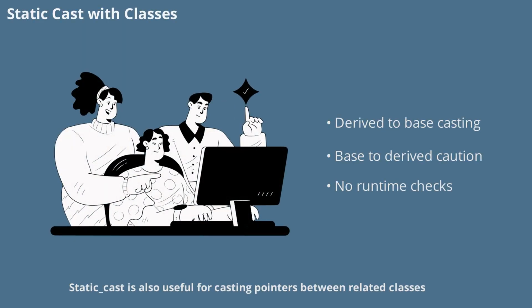Static cast is also useful for casting pointers between related classes. For example, you can cast a pointer from a derived class to a base class, or vice versa, as long as the classes are related. However, casting from base to derived should be done with caution, as static cast does not check the validity at runtime. This is especially important in complex class hierarchies, where incorrect casting can lead to undefined behavior.